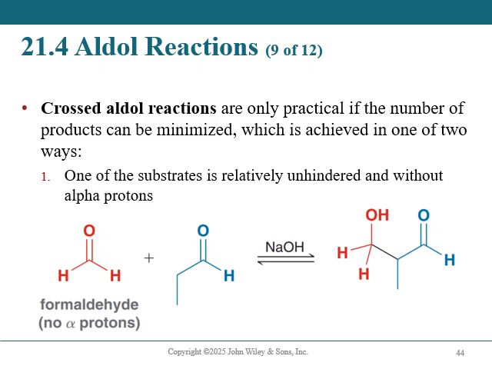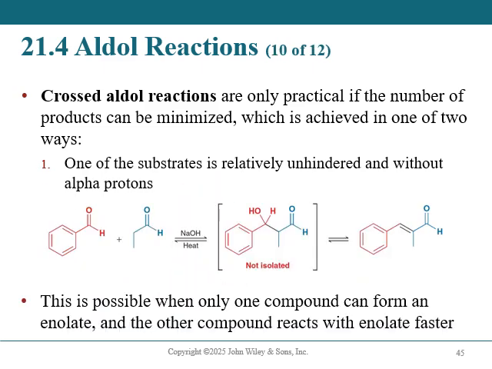One of the substrates is relatively unhindered and without alpha protons in this scenario. So this right here. In this case, because it doesn't have any alpha protons, it can't really be attacked in the alpha position, that means that the aldol reaction will only happen here. This is possible when only one compound can form an enolate, and the other compound reacts with the enolate faster. So when that happens, you only get the one product instead of a bunch of them.